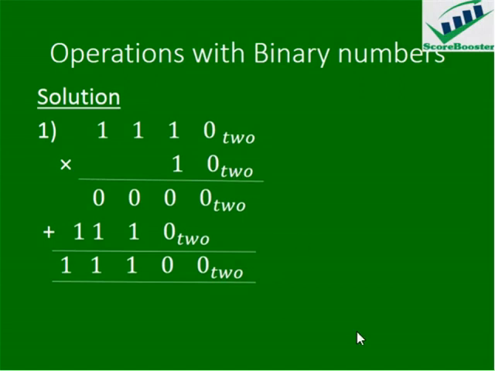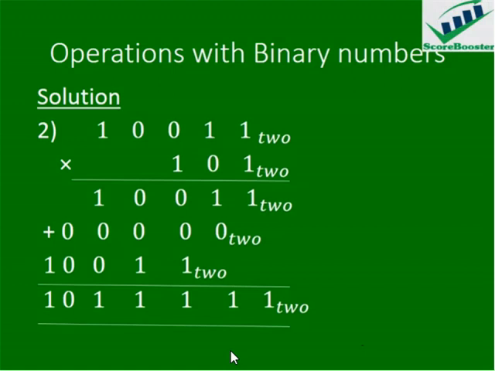So now that is the solution to the first question. Now move to the next question, which says we should multiply 10011 base 2 by 101 base 2. We follow the same rule as we did in the first question.